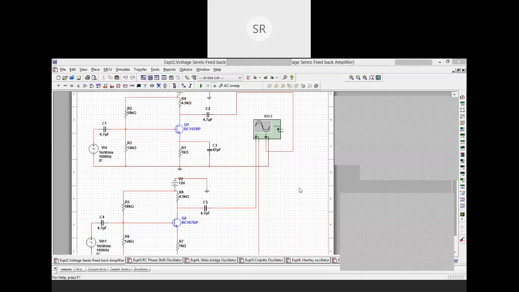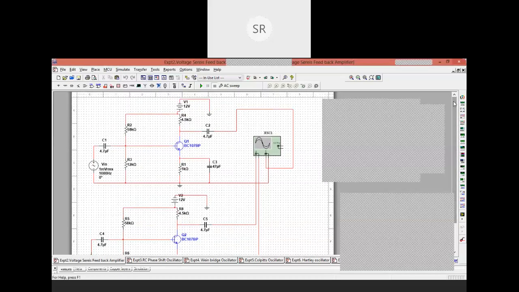See, our first experiment is the voltage series feedback amplifier. Experiment number one is the voltage series feedback amplifier.